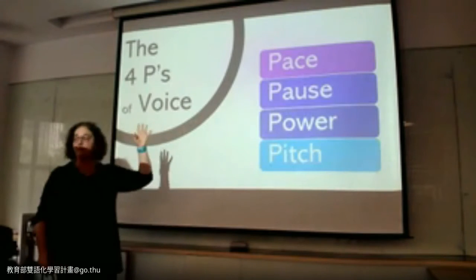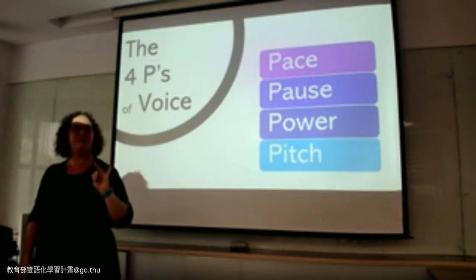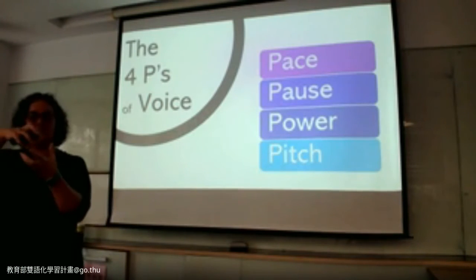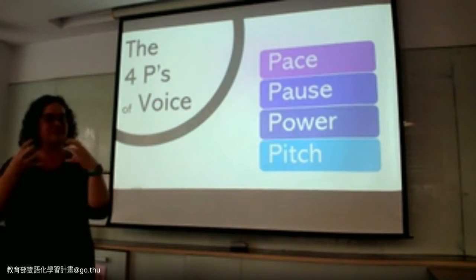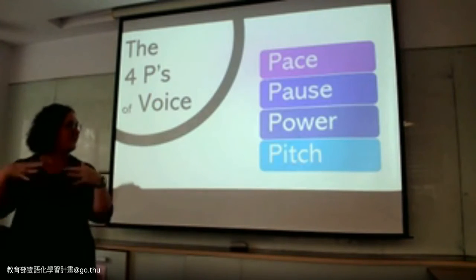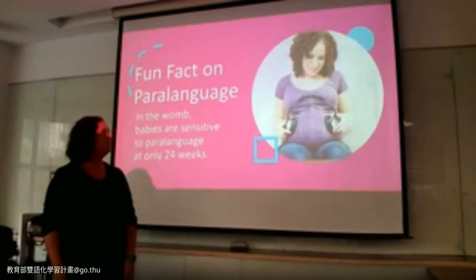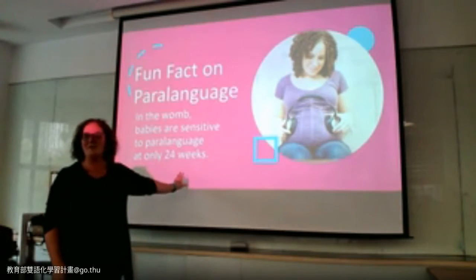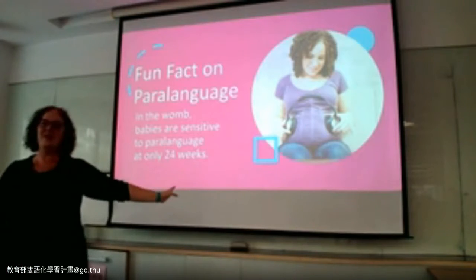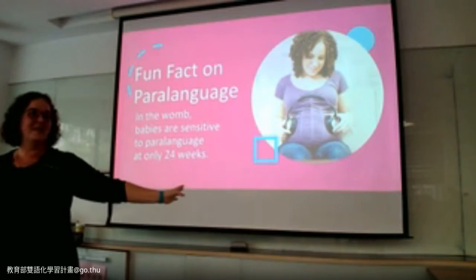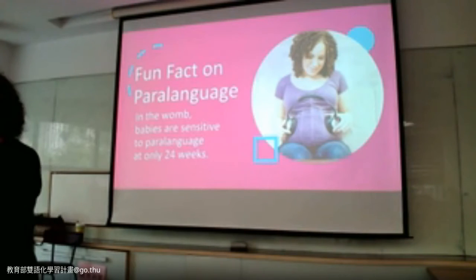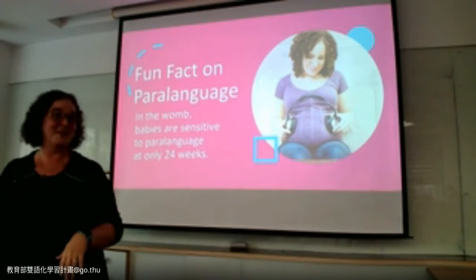So again, the 4 P's are pace, pause, power, and pitch. And we can use all of these to help us, but they're all interconnected too. They go together. Interestingly enough, babies in the womb at 24 weeks are already aware of the paralanguage of their mother's native tongue. They have tested this, and at 24 weeks, they're already being aware of it. So it is something that we are born with understanding and being sensitive to.